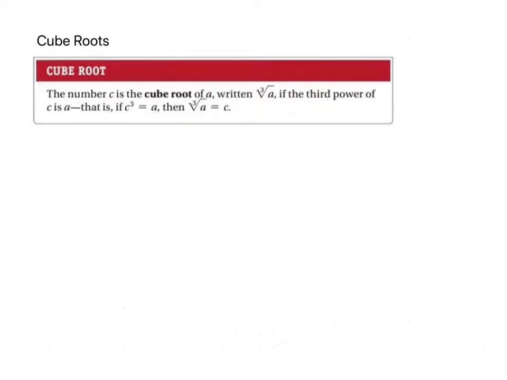Cube roots. The number c is the cube root of a, written as the third root of a. Here the index represents the cube root. The index here is 3.